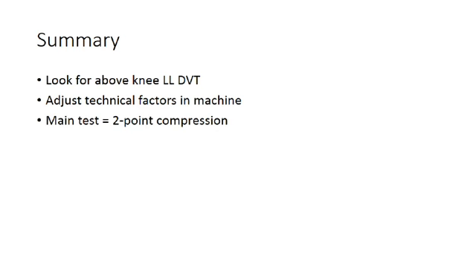The main test that we are looking for is 2-point compression in each lower limb. So there will be 4 points of compression in all: saphenofemoral junction, popliteal fossa, and then on the other side, SF junction, popliteal fossa. And the ancillary tests include echogenicity within the lumen, color Doppler, and pulse wave Doppler.